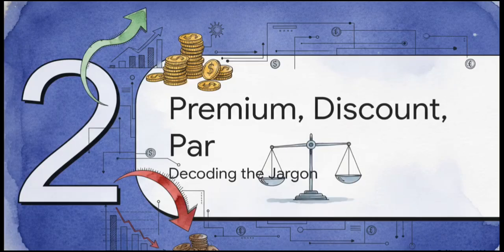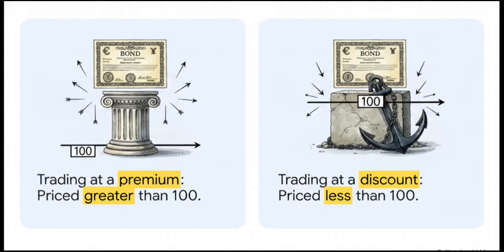Let's move along and see how this builds. Section 2, Premium, Discount, and Par. Time to decode the everyday jargon of bond prices. A bond's market price is almost always expressed as a percentage of its nominal, or face value. 100% of face value is what the industry calls at par, which corresponds to a price of exactly 100.